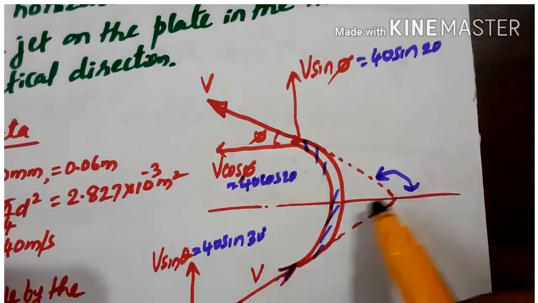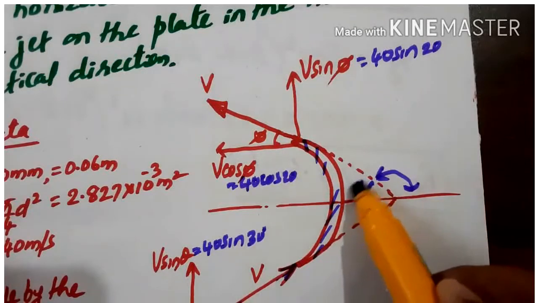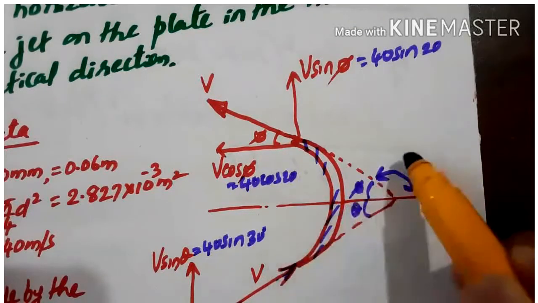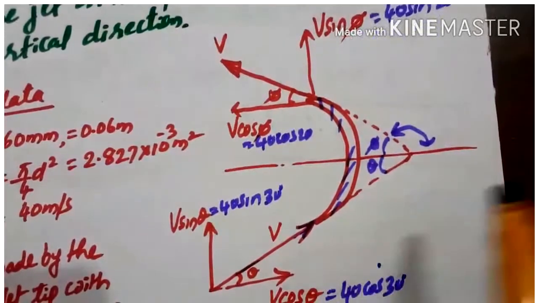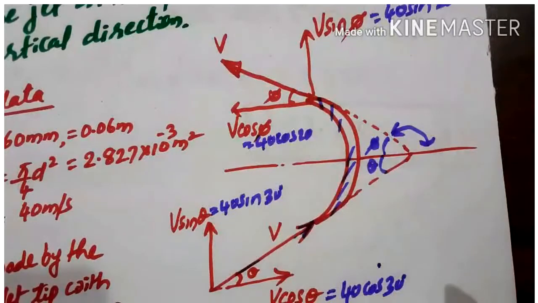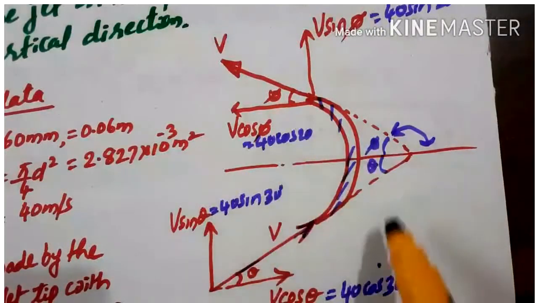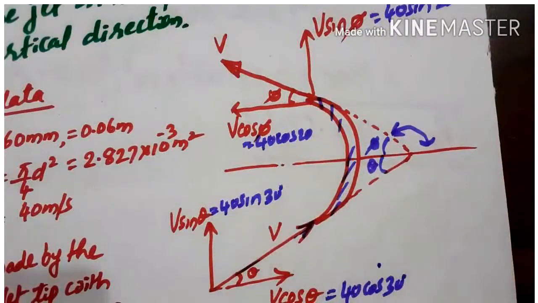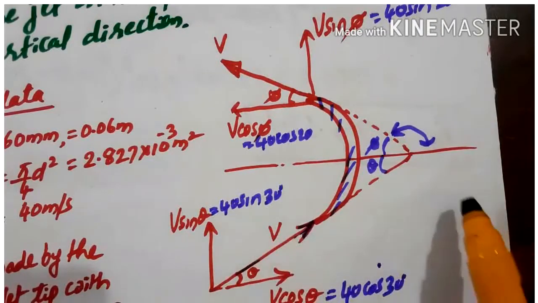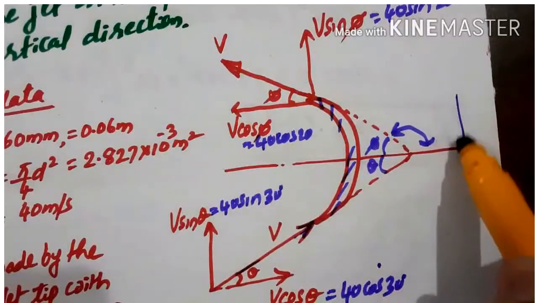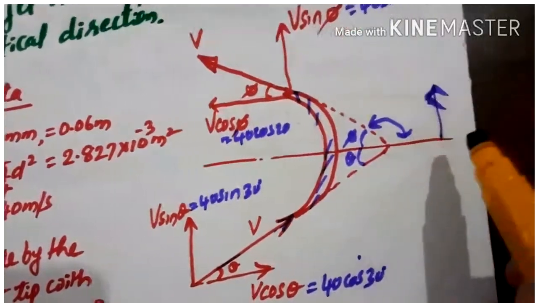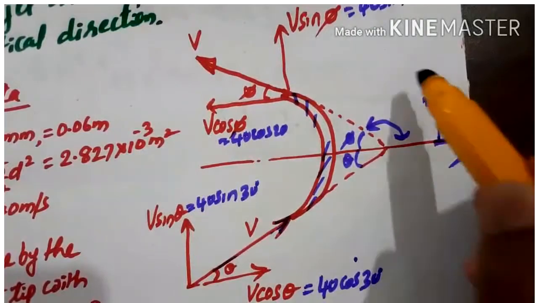Sorry, the deflection angle is not given. So this is pi, this will be theta. So this becomes the deflection angle. So this is the unsymmetrical case, and now you can apply the impulse momentum principle for this figure and get the force exerted by the jet in x direction as well as in y direction.